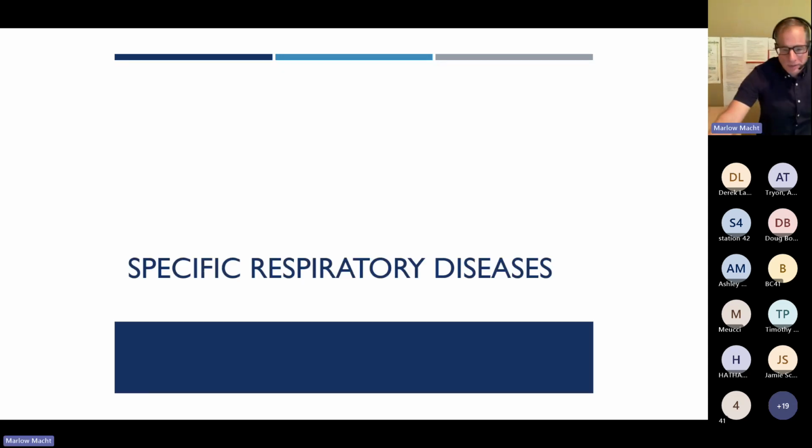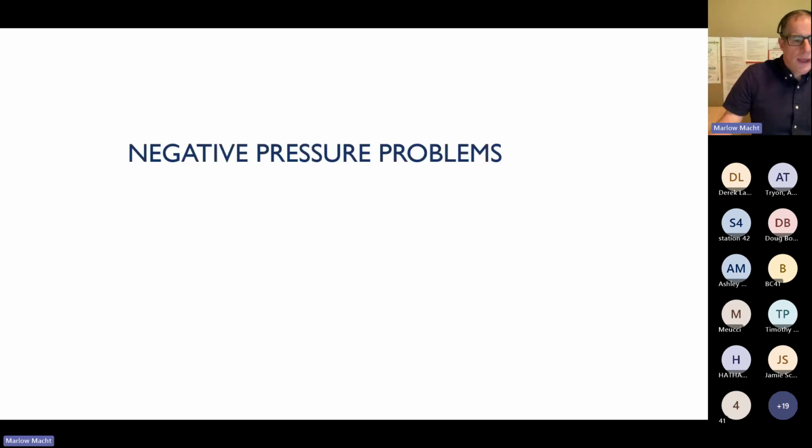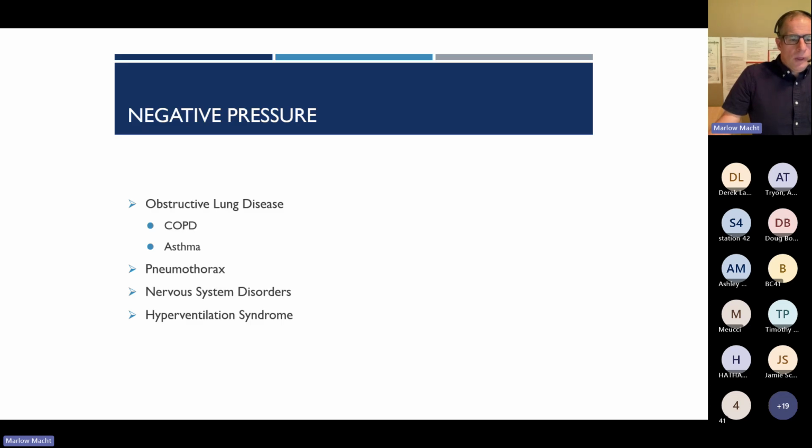Now we're going to go into some specific respiratory diseases. And first, we're going to talk about problems with generating enough negative pressure. So first, obstructive lung disease. In other words, you're having trouble getting the air out. So there is more pressure, making it harder to get the carbon dioxide out. Then pneumothorax, problems with the nervous system, and then we'll talk about hyperventilation syndrome.